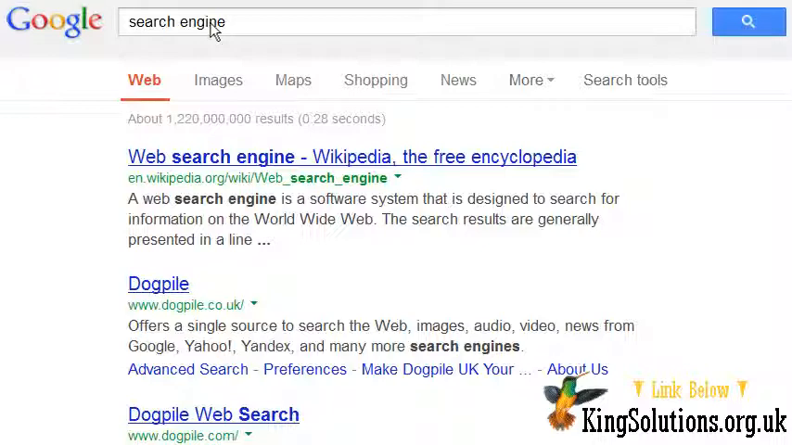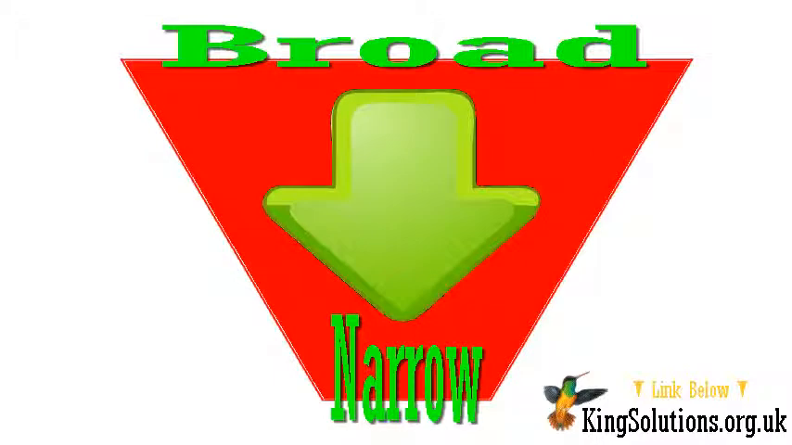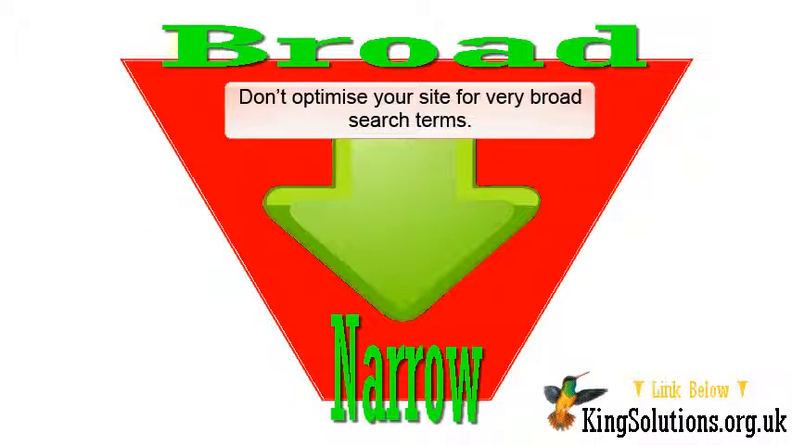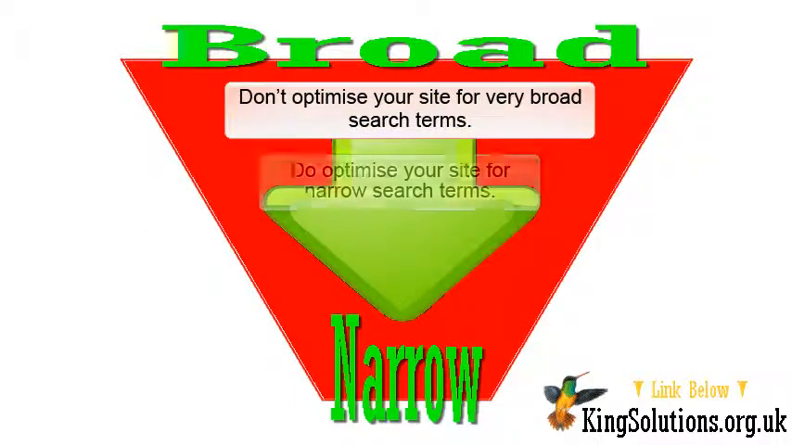We obviously need a better answer to finding our ideal search solution. As I said earlier, a big mistake for those new to SEO, me included, is to optimize our sites for very broad search terms. There's only one situation when you should optimize your website for broad search terms. The situation is when you don't have any competition. Remember, most people search broad to narrow, so don't optimize your site for very broad search terms, and do optimize your site for narrow search terms. Seems obvious, doesn't it? But it's surprising how often the obvious is overlooked.